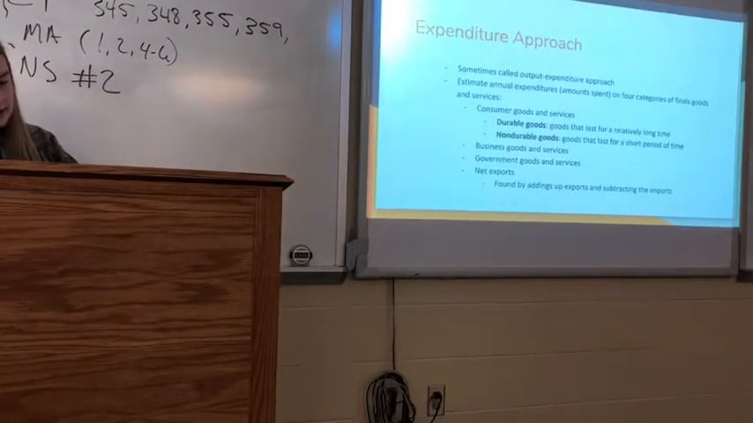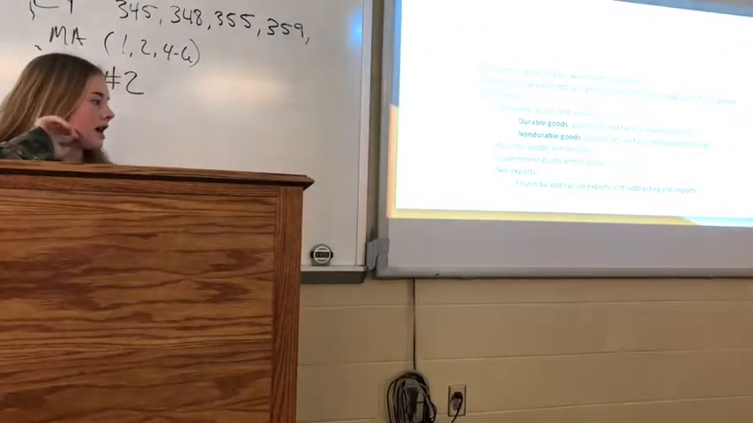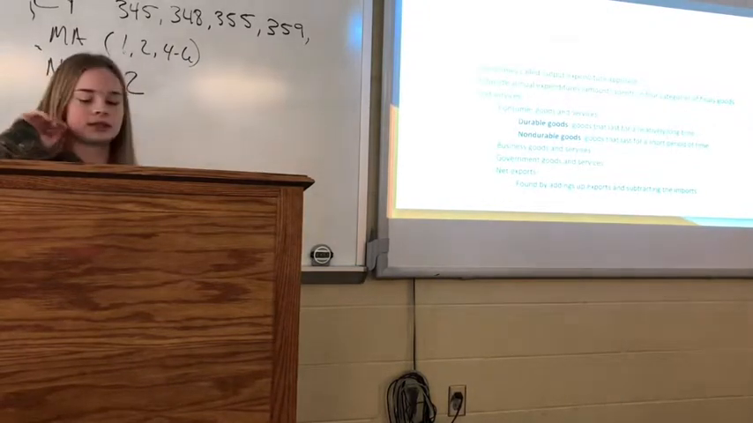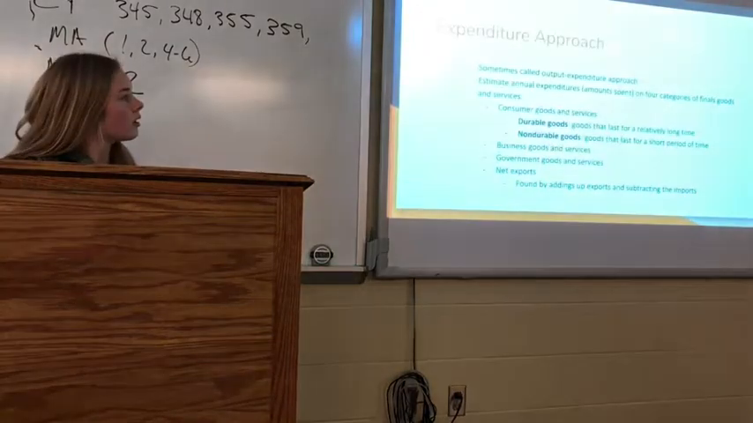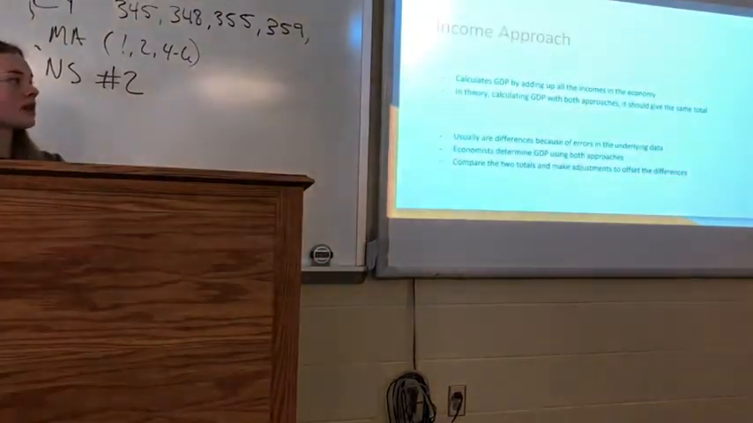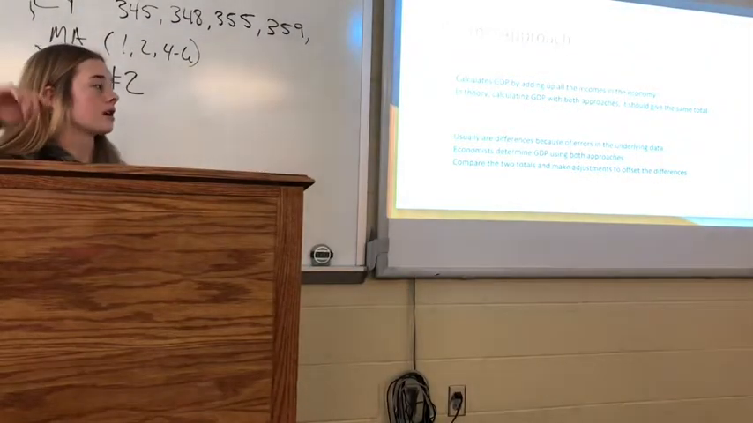Business goods and services is the second one. Government goods and services is third, and net exports, which is found by adding up exports and subtracting the imports. The income approach is the second method that they can use, and it calculates the GDP by adding up all the incomes in the economy.